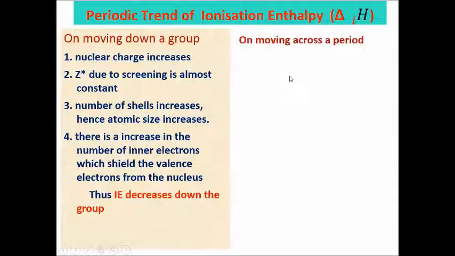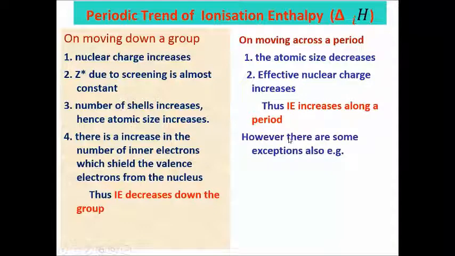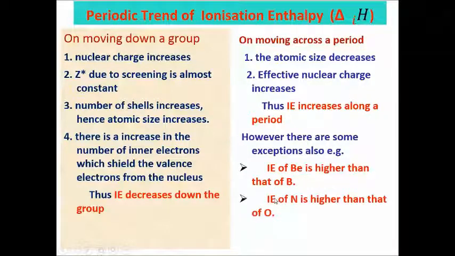Now along the period, what happens to nuclear charge? Effective nuclear charge increases, and the atomic size decreases along the period. With these two points we can explain that ionization energy increases along a period. But still there are some exceptions: the ionization energy of beryllium is higher than that of boron, and the ionization energy of nitrogen is higher than that of oxygen. We will discuss how that happens.